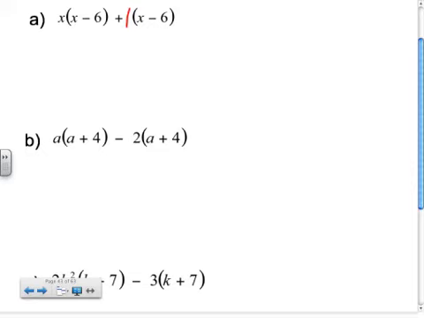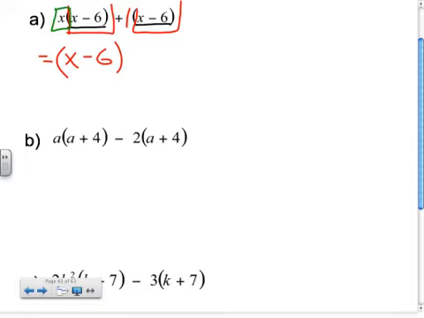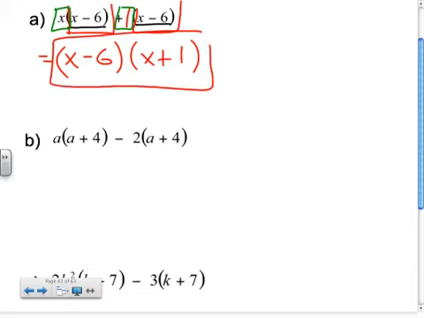If you look at part A, you'll notice, first of all, there's an imaginary 1 out in front. If you don't see anything, you can always assume there's a 1 there. The second thing you'll notice is that this is x minus 6 and that is also x minus 6. So we can break this down one more step. You can keep this term common. So when you factor this, you're going to have x minus 6. And then you take the two coefficients, x and positive 1, and that will be your second factor, x plus 1. That would be the factored form here.